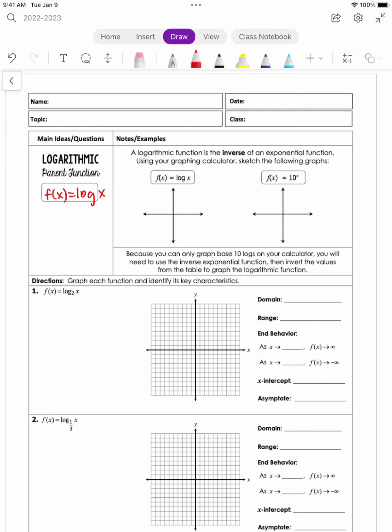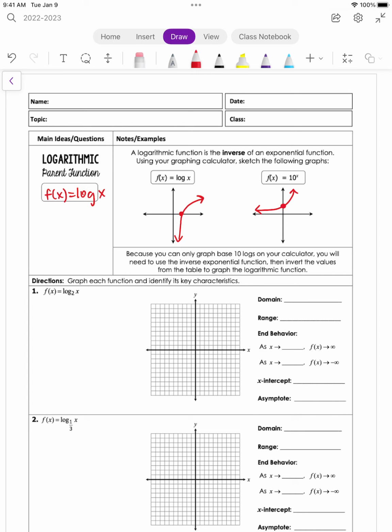So a log graph looks something like this, which is the inverse of an exponential function. We've already talked about exponential functions before. So basically, a logarithmic function is opposite of an exponential function. With that being said, let's just jump into number one really quick, the example one.